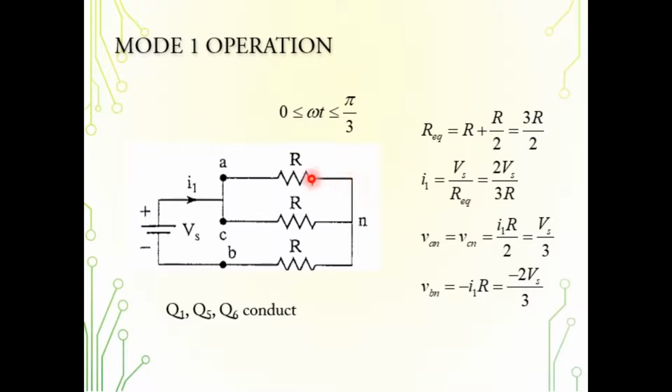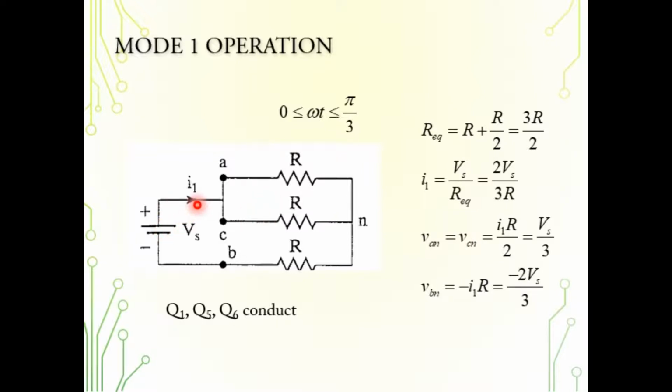Here, the two resistors connected to terminals A and C are in parallel. That means the equivalent resistance is R by 2 plus R, which gives us 3R by 2. So the current I1, which is equal to Vs by R equivalent, is 2 Vs by 3R. VAN and VCN are both connected to the positive of the supply voltage.